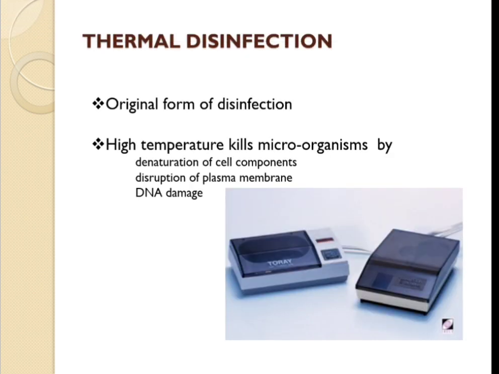So next is the thermal disinfection. That is the original form of disinfection. Higher temperature kills the microorganism, with denaturation of cell components, disruption of plasma membranes, and DNA damage. You can see in the image, this is a thermal type of disinfection that uses the heat. In this image, you can see the wire.